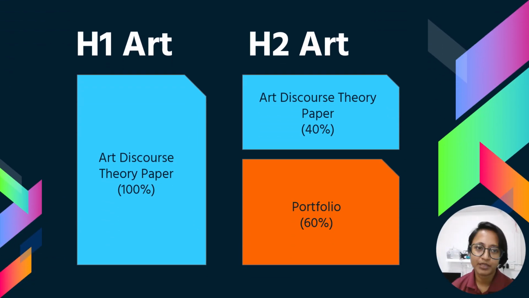Over here at JPJC, we do offer both H1 art and H2 art. According to this graphic, you can see that H1 art is 100% a theory paper. It's an art discourse paper. While for H2 art, you will be doing the art discourse theory paper as well, the exact same paper on the exact same day, but it is only 40% of your grade. You will also have to do a portfolio assessment, and that accounts for 60% of your grade.